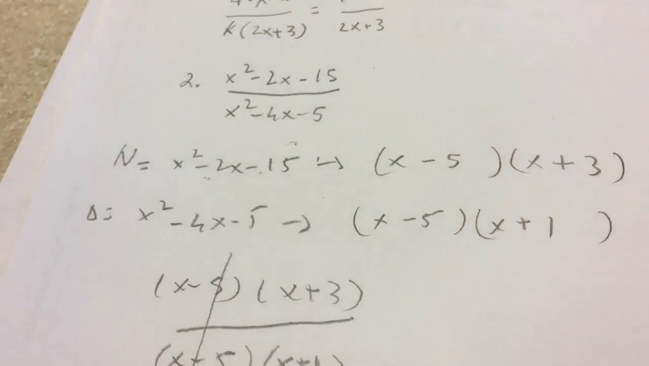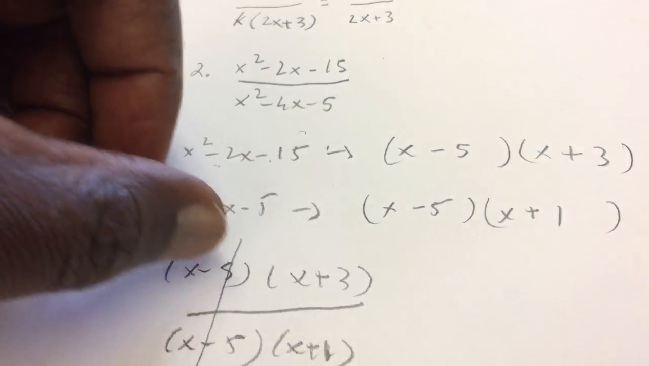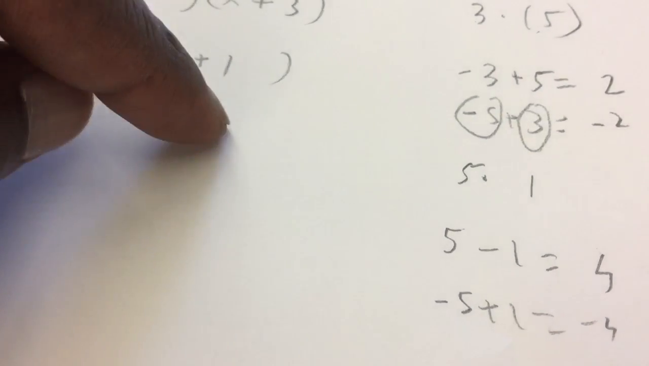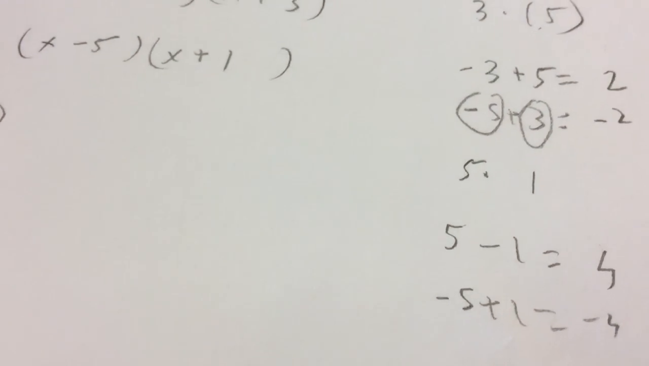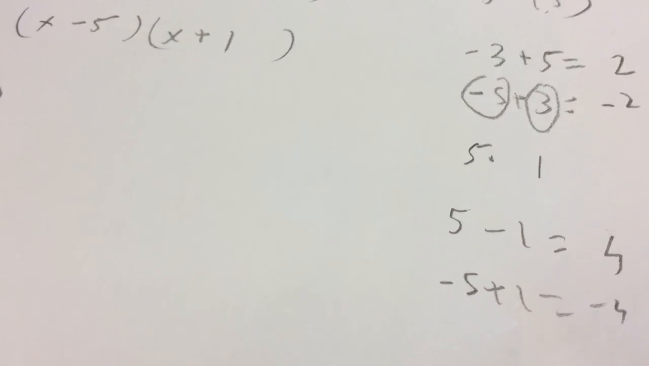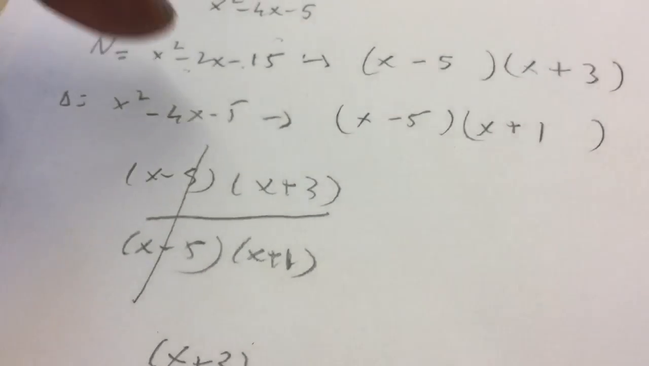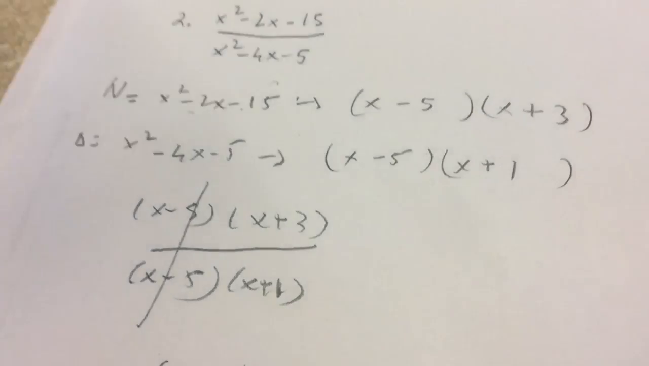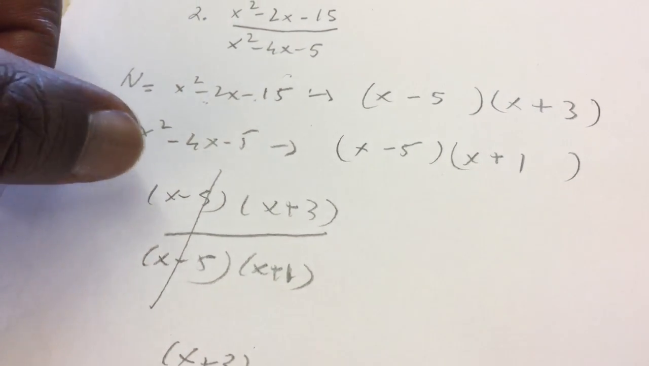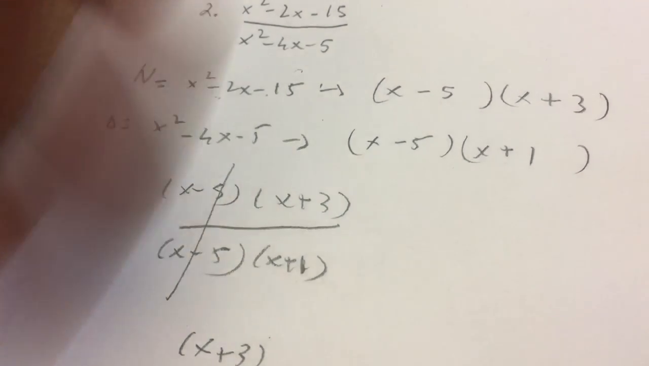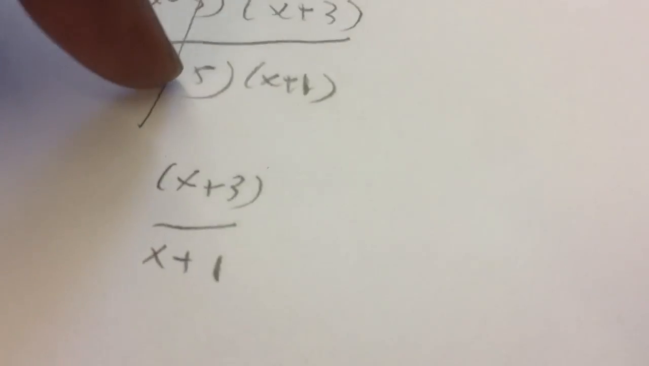We want two numbers whose product is negative 5 and sum is negative 4. And you immediately found 5 and 1, and negative 5 plus 1 is negative 4. So that's the right digits. So we go back and we do the same thing. We replace it, and then we rewrite the whole expression as x minus 5, x plus 3 over x minus 5, x plus 1. And then we cancel out the like terms, and we are left with this.